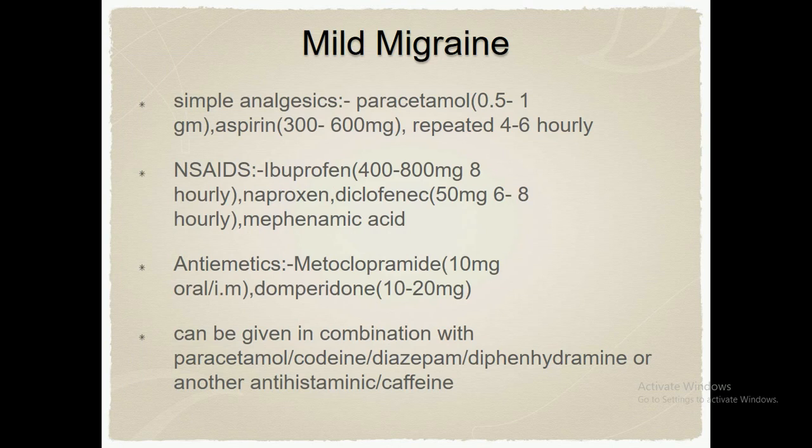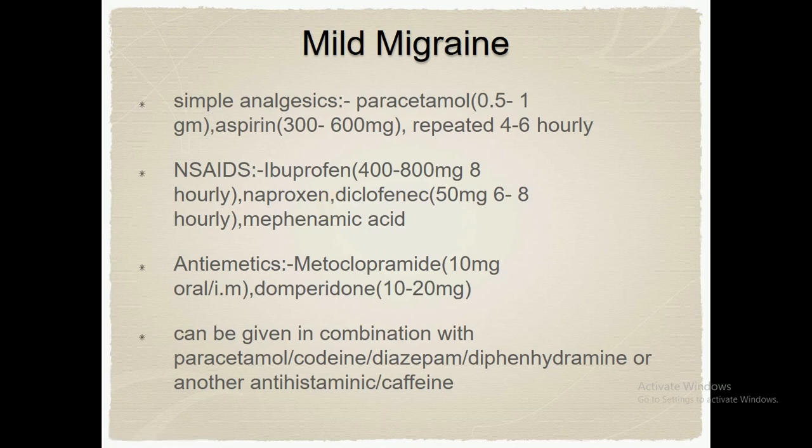Now coming toward the clinical side, the treatment protocol for mild migraine is already given here. Especially simple analgesics are used in case of mild migraine, in the form of paracetamol at a dose of 0.5 to 1 gram, or aspirin 300 to 600 milligram repeated 4 to 6 hourly. NSAIDs can be used, like ibuprofen at a dose of 400 to 800 milligram 8 hourly.